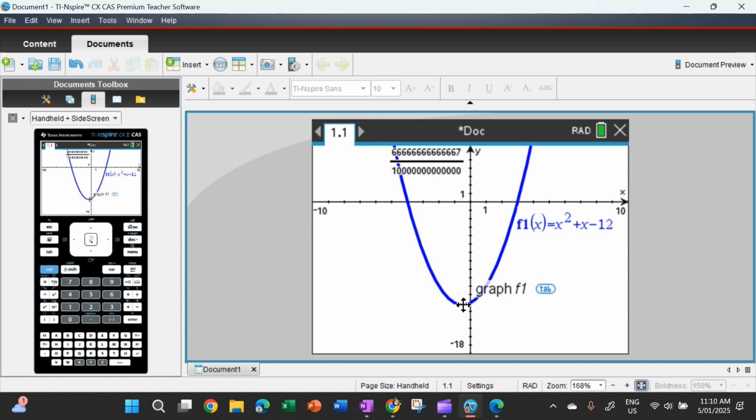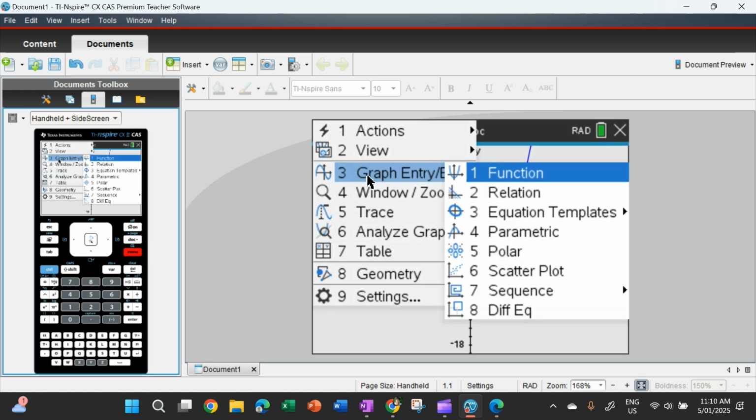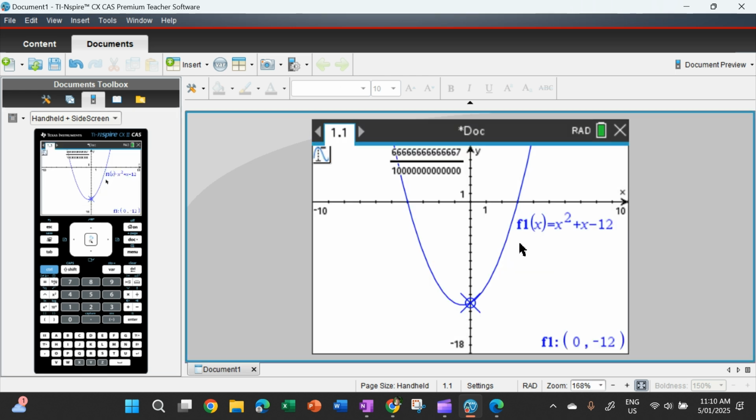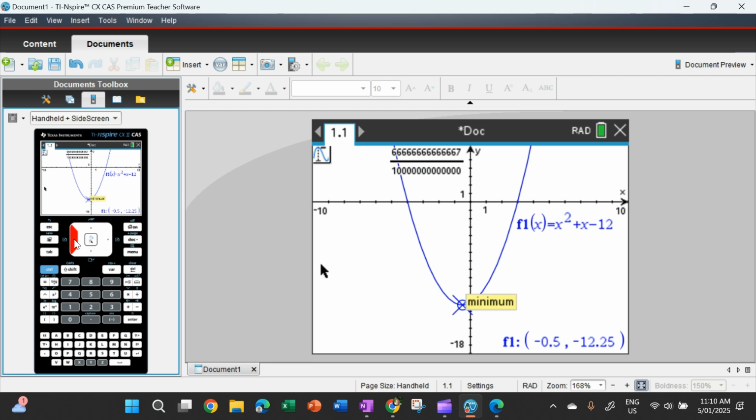Now we can see the turning point, the y-intercept, and the x-intercepts. If you press graph trace, it can show you the y-intercept, and if you keep moving your left arrow, you can see the minimum. It says negative 0.5, which is negative half, and negative 12.25, which is negative 12 and a quarter. That is your minimum.